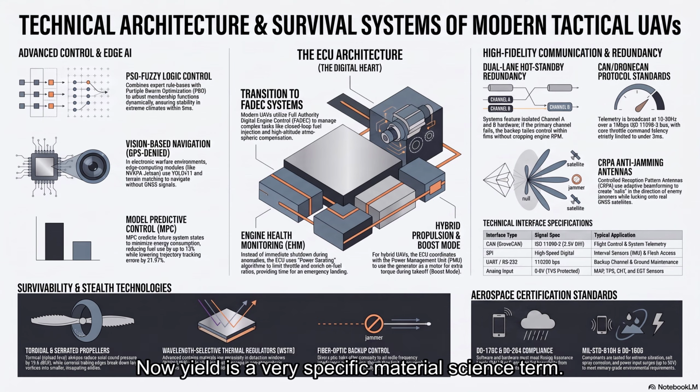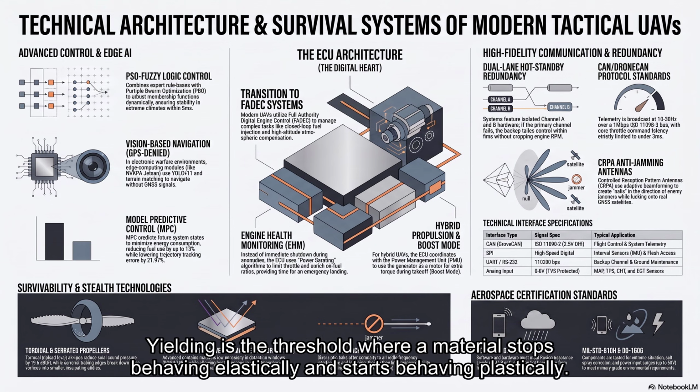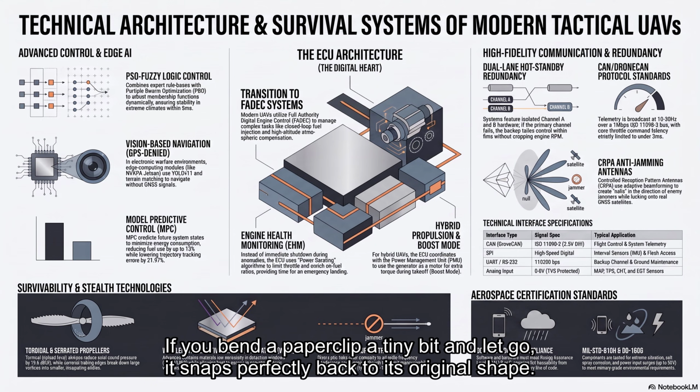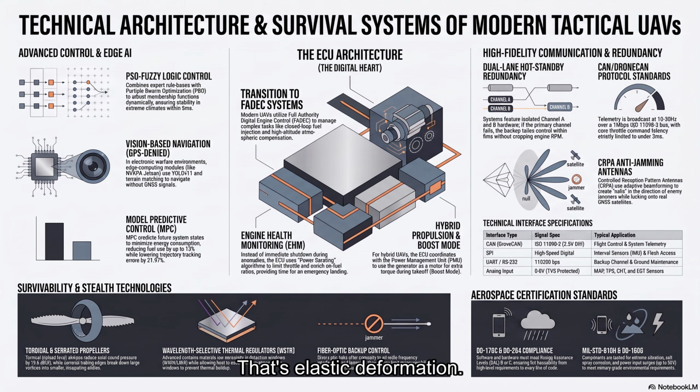Now, yield is a very specific material science term. I'm assuming that doesn't just mean snapping in half. Right, yielding is the threshold where a material stops behaving elastically and starts behaving plastically. Okay, explain that. Think of a paperclip. If you bend a paperclip a tiny bit and let go, it snaps perfectly back to its original shape, right? Sure. That's elastic deformation. But if you bend it past a certain point, it just stays bent. You've permanently deformed the internal crystalline structure. Yeah. That is plastic deformation, or yielding.